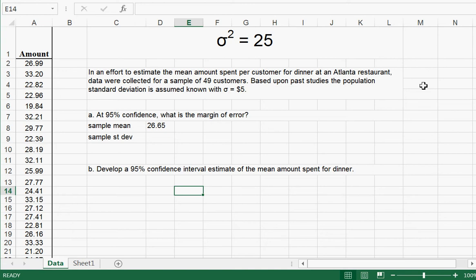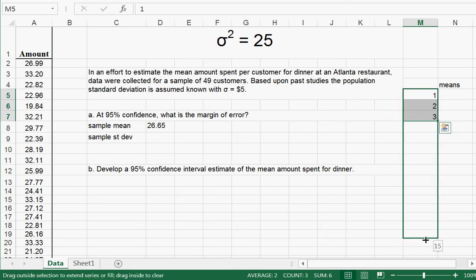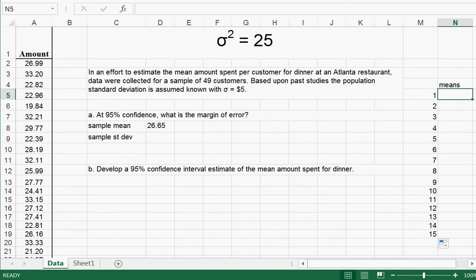Okay. So now what I want to do is get a bunch of means here. And maybe we'll do all y'all. We'll do 15 means. I'm going to just go through the list here. I'm starting over. Cassie, what's your sample mean? 25.11. Emily, what's your sample mean? 25.73.